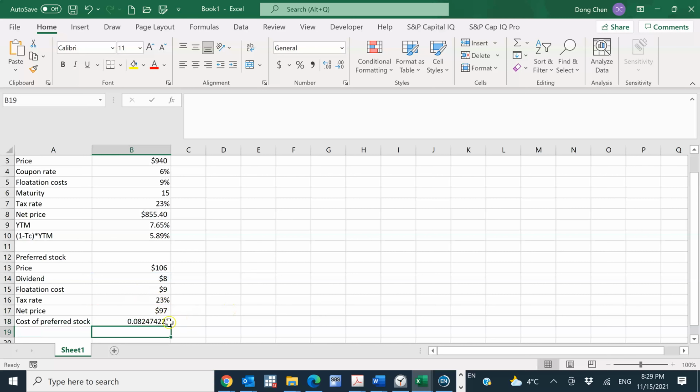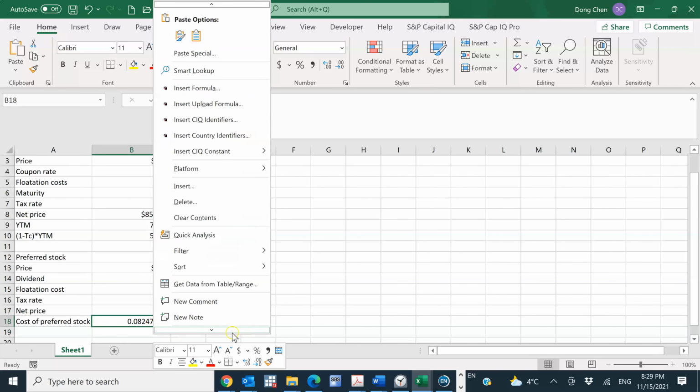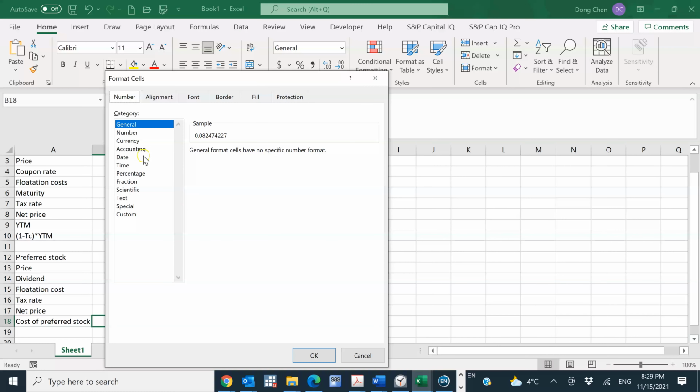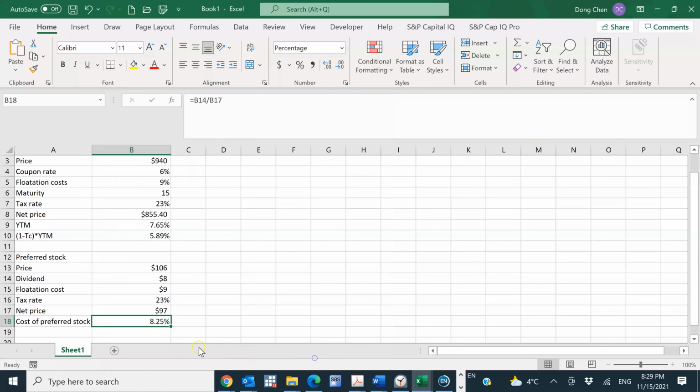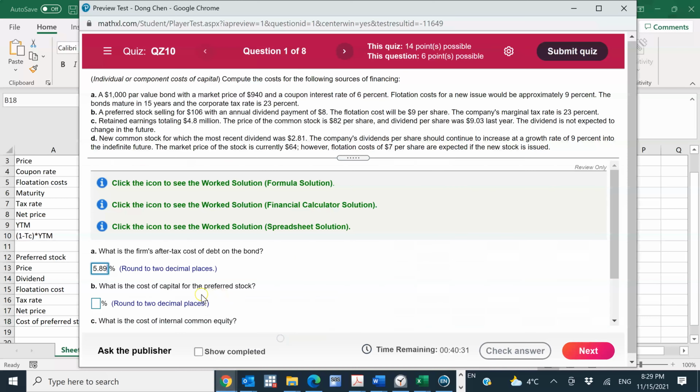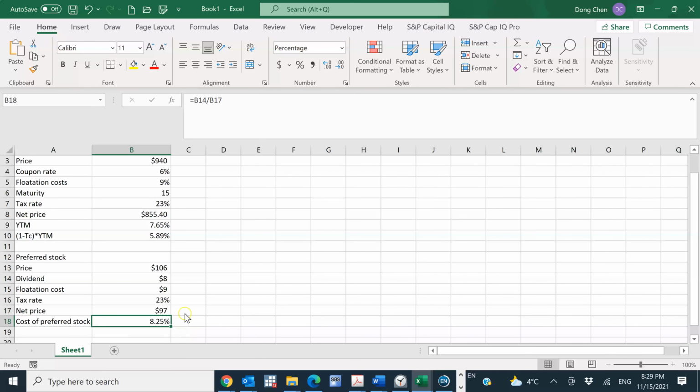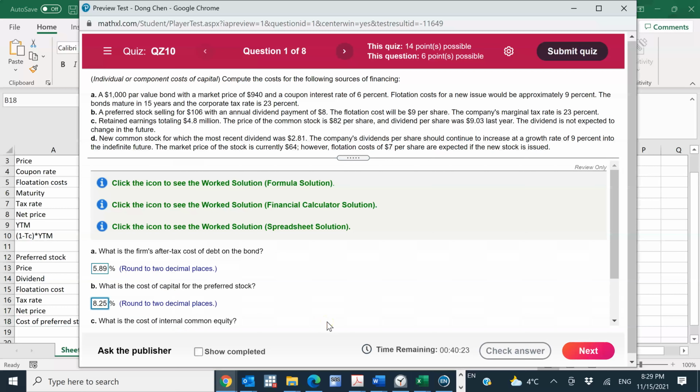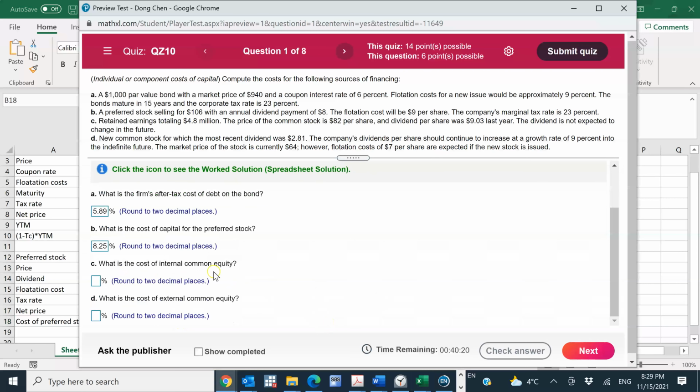In this case, the after-tax cost of capital is only applicable to cost of debt, right? Because it doesn't apply to stock, including the preferred stock and the common stock. So after we get this number, we can just format it to be consistent with the rounding requirement. I assume this is also to round to two decimal places, and that is the case. So it's 8.25%.